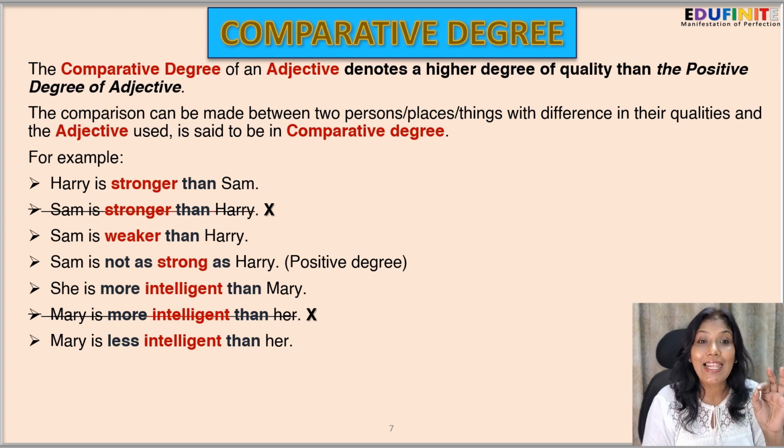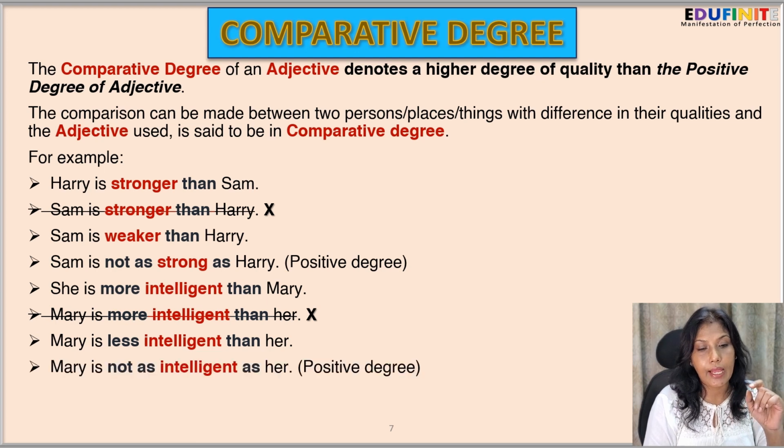What we can say is Mary is less intelligent than her. Just the opposite of more. Just the opposite of more is less. So when we reverse the subject, we reverse the meaning too. So Mary is less intelligent than her. Next. Or we can say in positive degree, Mary is not as intelligent as her.